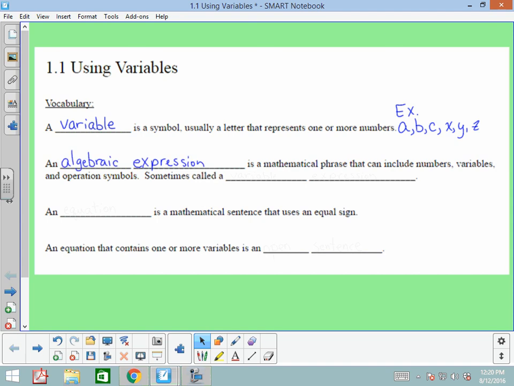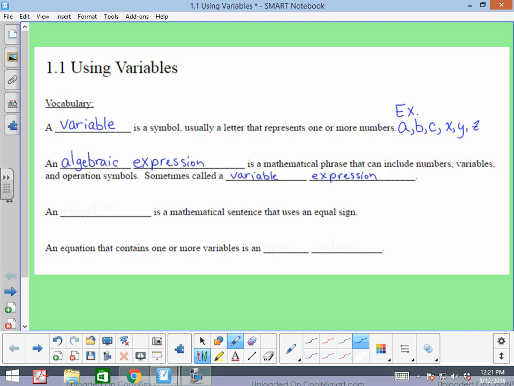All right, our next vocabulary term is an algebraic expression. It is a mathematical phrase that includes numbers, variables, and operation symbols. Sometimes it's called a variable expression. So an example of a variable expression or algebraic expression is something like this: 2x plus 3.